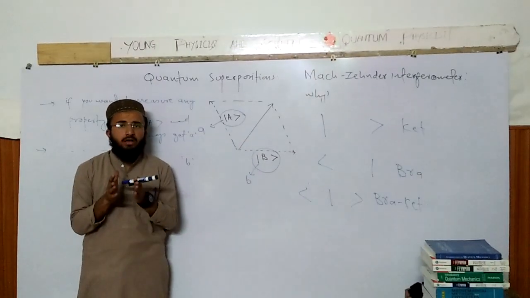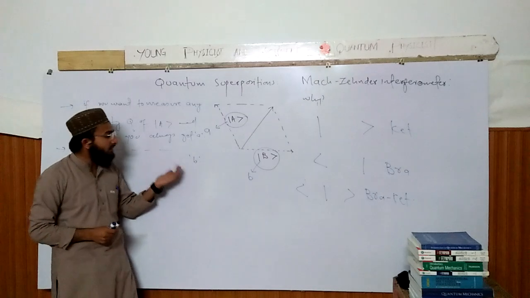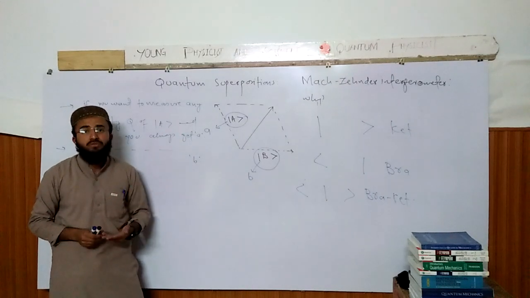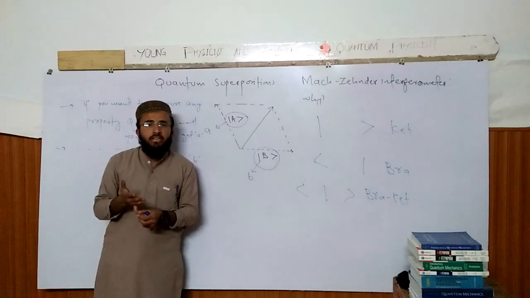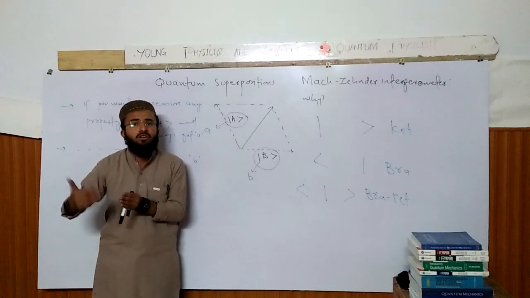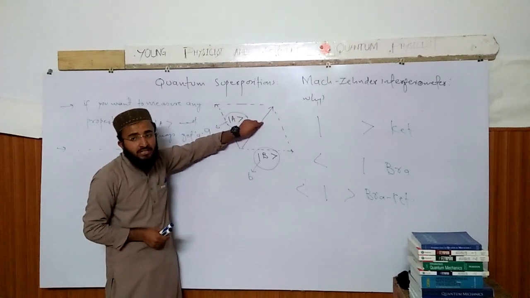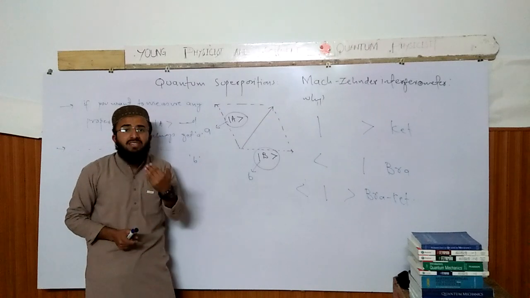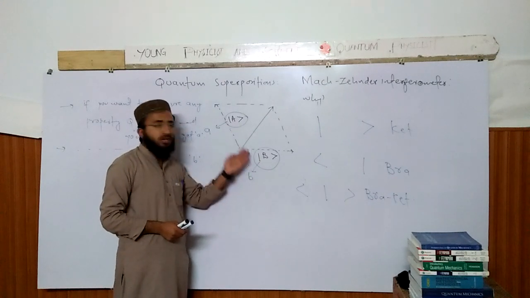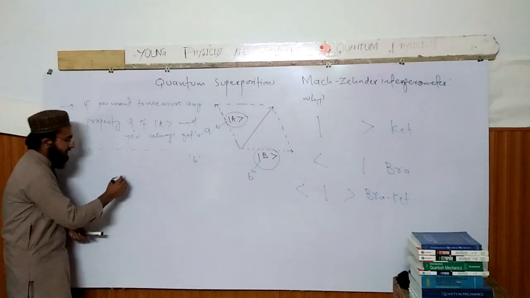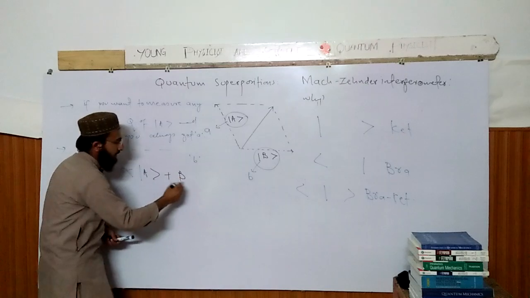Now, how do we treat this with the help of the superposition principle, or how can I write it in terms of superposition? I told you that a single state can be written as a superposition of any other two states. For example, here we have a vector, and this vector can be written in terms of any two other vectors. The same is the case with states. A single state can be written in terms of any other two given states. Here we can write it as alpha A plus beta B.